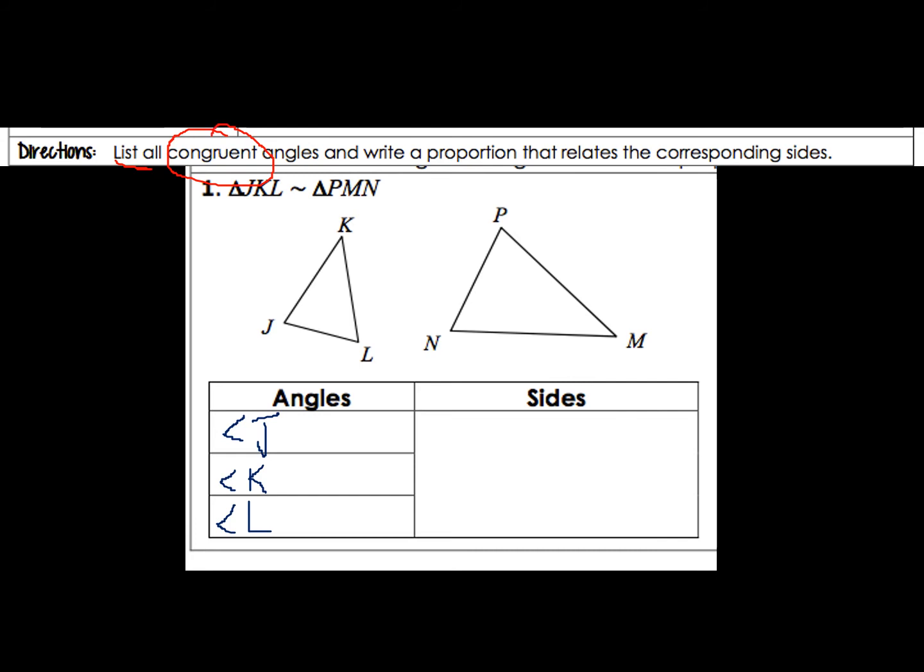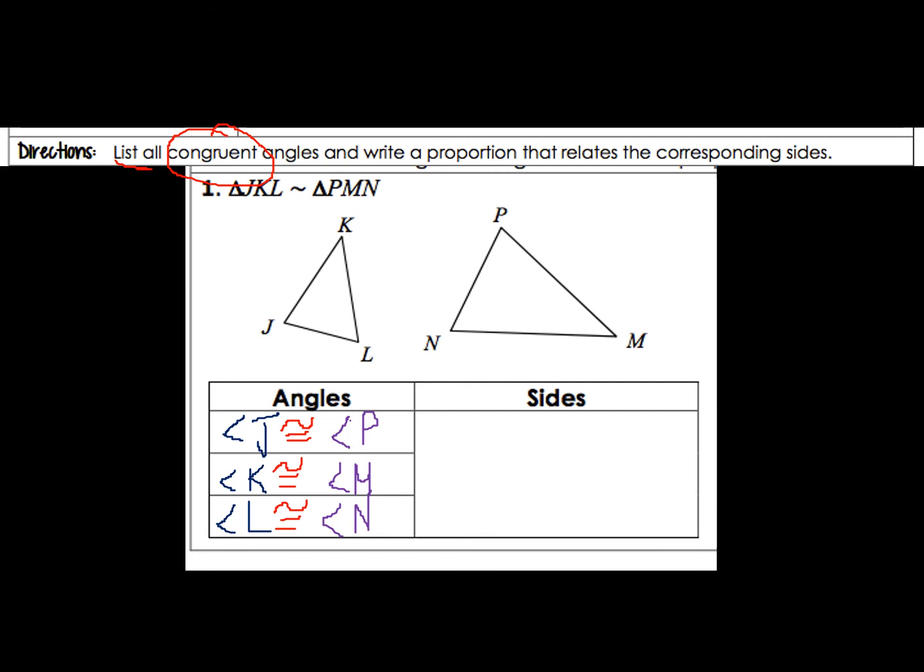So we're going to write down the angles from the first triangle, which is J, K, and L. Now it says they are congruent, so we're going to write our congruent symbol, which is the equal sign, and then we have the similarity symbol over top of it, and this makes the congruent symbol. There we go. So angle JKL is congruent to angle PMN. So angle P, angle M, and angle N. So those are the congruent angles.